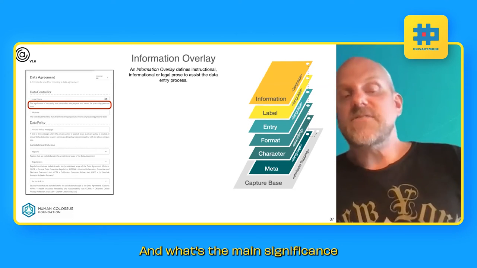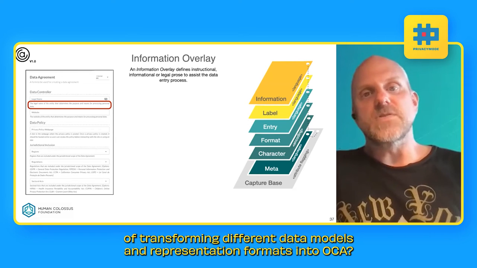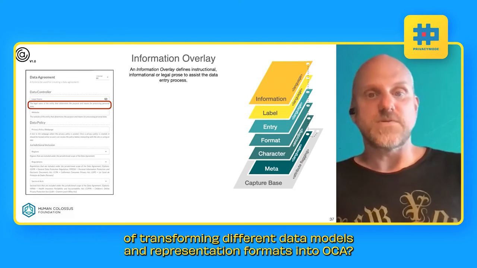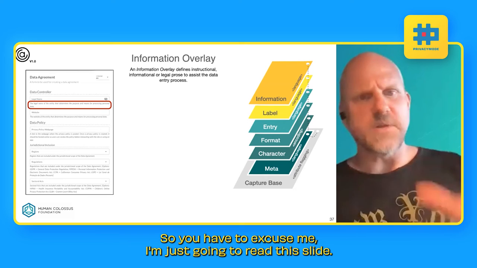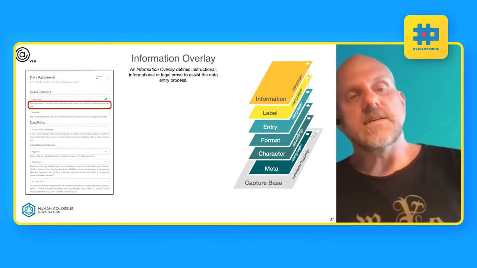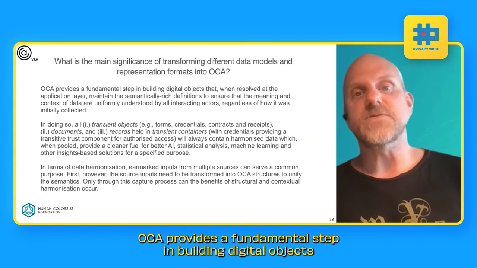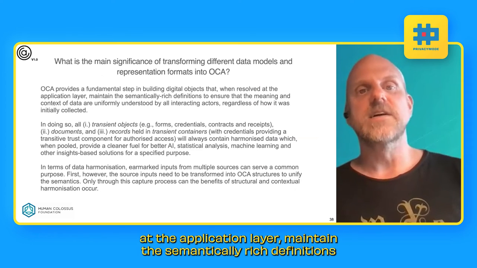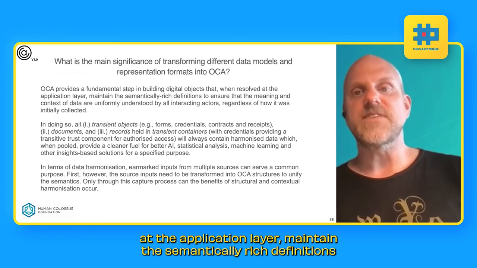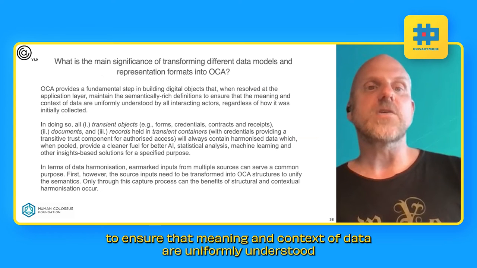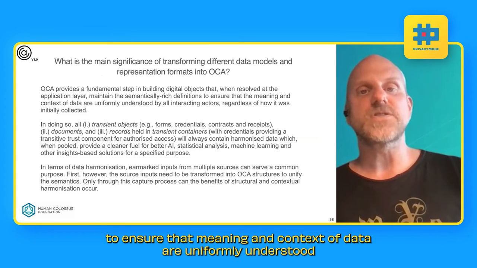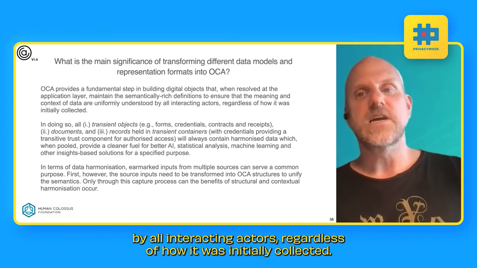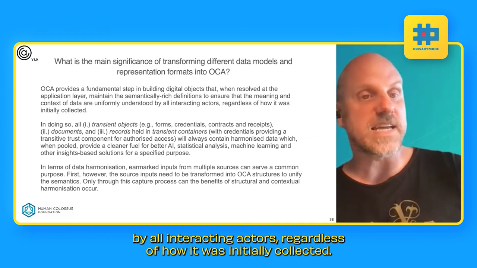And what's the main significance of transforming different data models and representation formats into OCA? You'll have to excuse me, I'm just going to read this slide. OCA provides a fundamental step in building digital objects that, when resolved at the application layer, maintain the semantically rich definitions to ensure that the meaning and context of data are uniformly understood by all interacting actors, regardless of how it was initially collected.